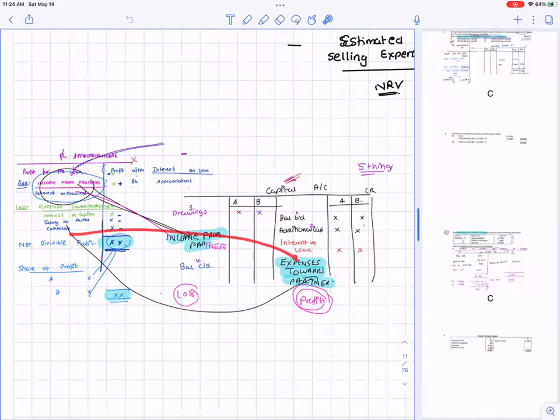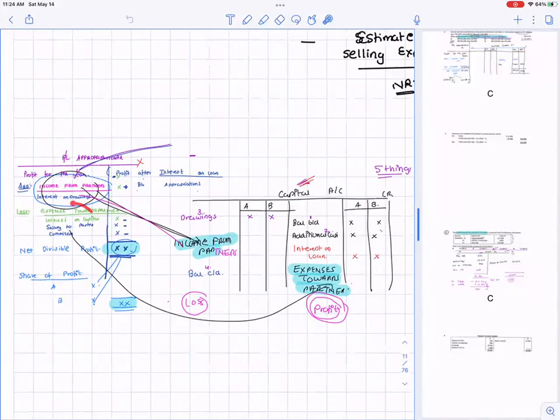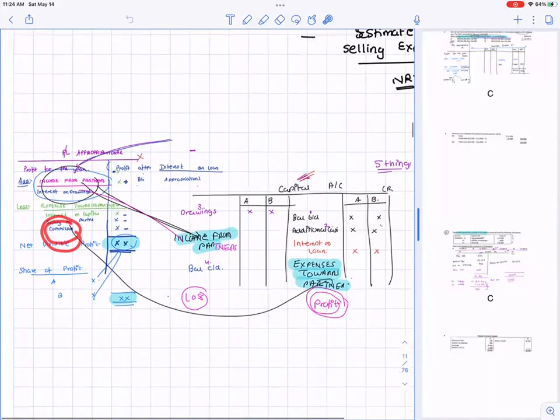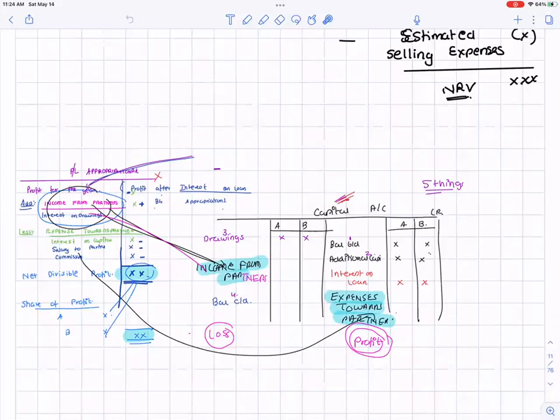Appropriation debit. Expenses, sorry. Is it going to be the expenses? Expenses, yeah. So the two effects for salary to partners will be appropriation debit, capital credit. Two effects for commission to partners: commission debit, capital credit.